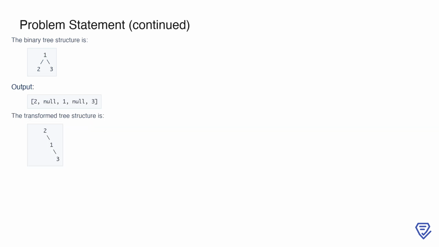Now, let's look at another example with a simpler tree. In this case, the root is node 1, with nodes 2 and 3 as its left and right children, respectively. After the transformation, node 2 becomes the new root. Node 1, which was the original root, becomes the right child of node 2, and node 3 becomes the right child of node 1. The resulting tree is structured so that node 2 is at the top, with its right child being node 1, which in turn has node 3 as its right child. The output for this transformation is represented as 2, null, 1, null, 3.